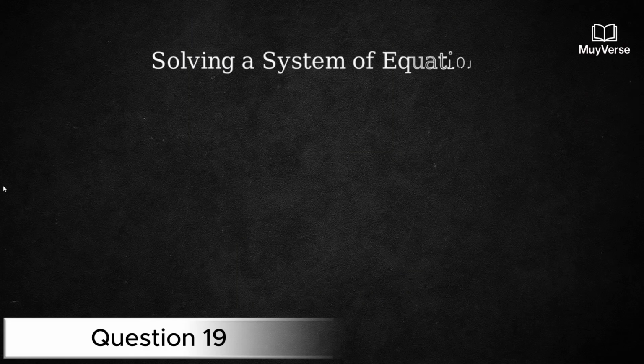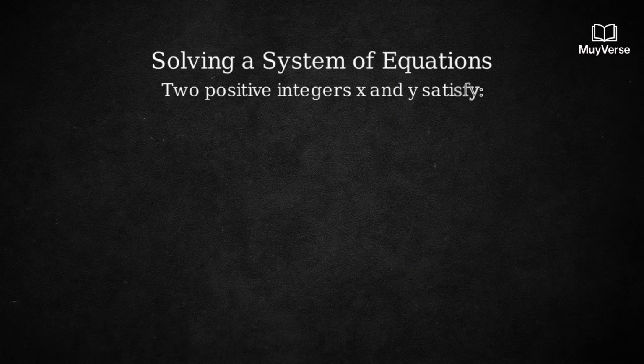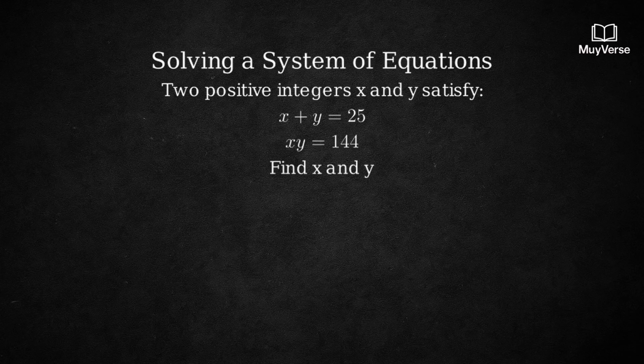Today we're going to solve a system of equations problem. We have two positive integers x and y that satisfy two conditions. x plus y equals 25, and x times y equals 144. Our goal is to find the values of x and y.